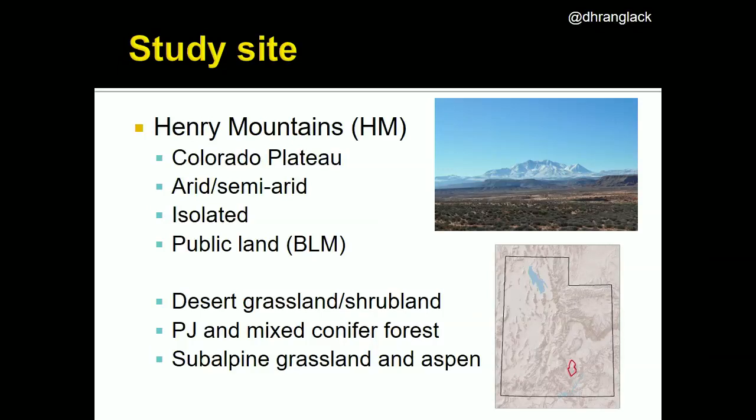We were 2 hours from pavement as we were working down there. And it's primarily public land managed by the Bureau of Land Management. About 99% of this is public. In the low elevations, it's a very sparsely vegetated desert grassland and shrubland community. This picture makes it look like there's actually more vegetation than there is. It's mostly bare ground. But as you move up, you get into pinyon juniper and mixed conifer communities, and eventually subalpine grassland and aspen as well.